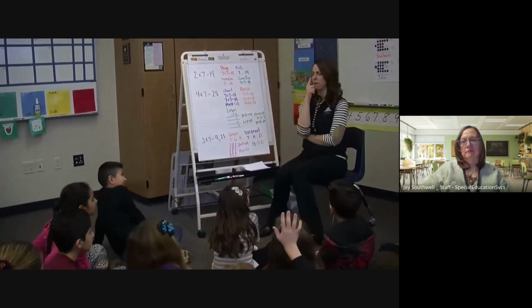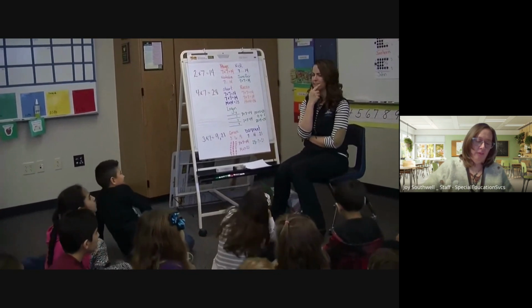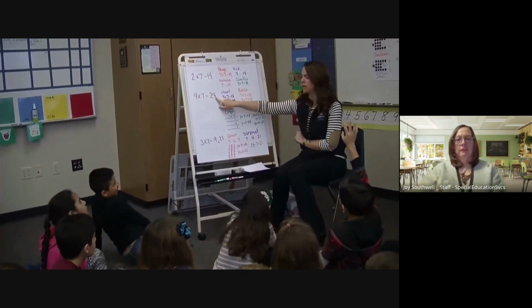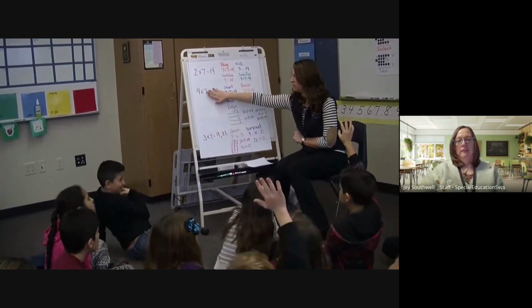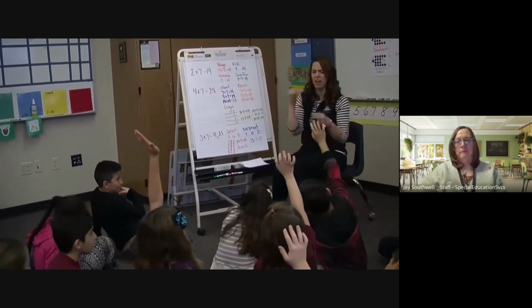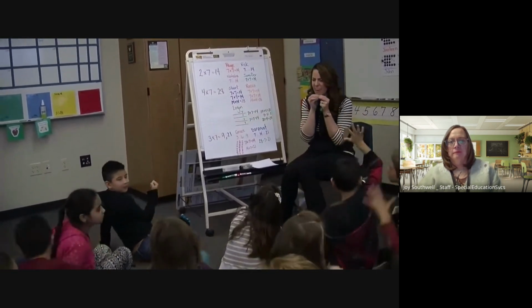Let's take a minute and just think about that. Why did he take 7 away from this 28? What can we see here? Think it over. Have an elbow partner conversation. Why did he take 7 away?